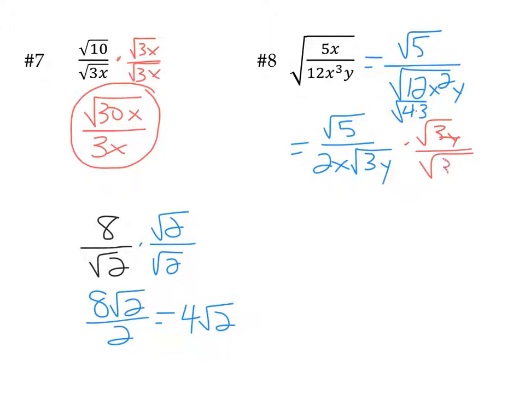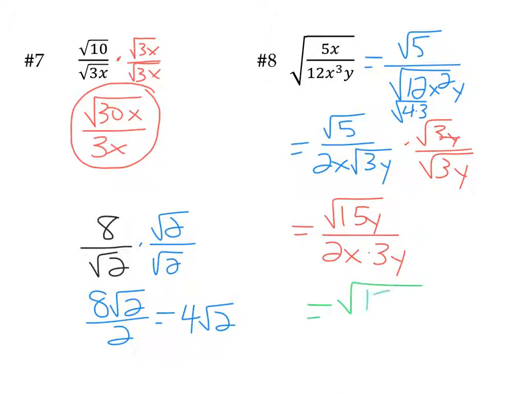Okay. This then is going to be the square root of 15y. 5 times 3 is 15. And then in the denominator I have 2x times 3y. Square root of 3y times the square root of 3y is just 3y. And then for my final answer now, I'm going to have the square root of 15y over 6xy, because I can multiply that 2 and 3 together to get this as my final answer.